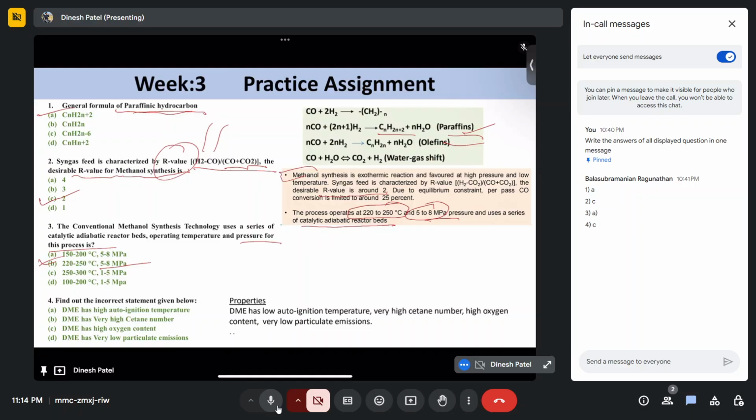Last question was to find out the incorrect statement given below. This is regarding DME. DME has a high auto ignition temperature. DME has a very high cetane number, high oxygen content, and very low particulate emission. So you can see the properties of DME. It has a high cetane number, high oxygen content, very low particulate emission, and it has low auto ignition temperature, whereas it is mentioned high auto ignition temperature. So the incorrect statement is A.